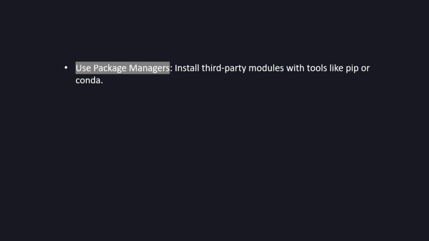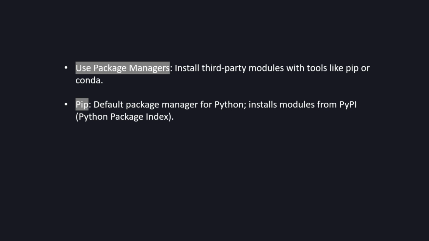To install third-party modules in Python, we need to use a package manager such as pip or conda that can download and install the modules and their dependencies from online repositories such as PyPI or Anaconda. Pip is the default package manager of Python, and it comes pre-installed with most Python distributions. Pip can install modules from PyPI, which is the Python Package Index and the largest repository of Python modules.